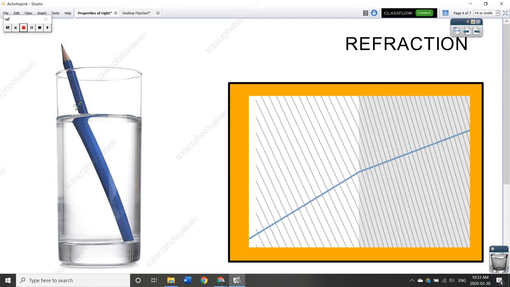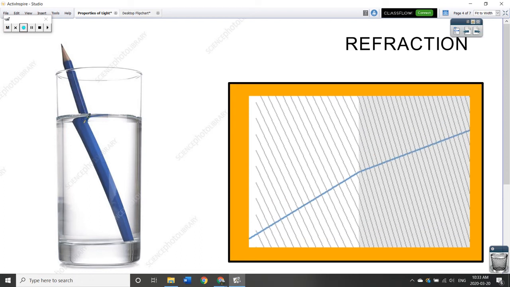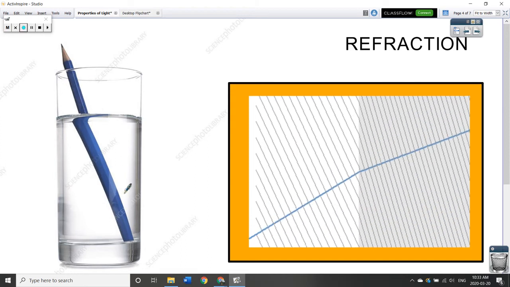You can see in this picture with this pencil, the pencil looks like it's broken, but we know that it's not. The reason why it appears this way is because light is actually bent differently in water as it is in air. And so it reaches our eyes in slightly different places, and we end up with this bent image.